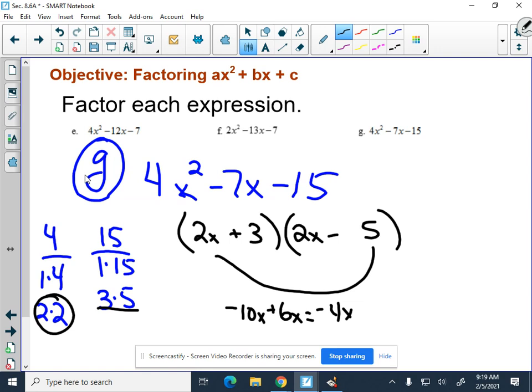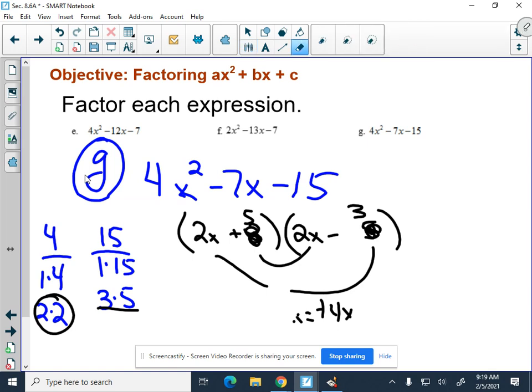Now here's the deal. If I switch these around and I move the 5 and the 3, it's not going to make a difference because they're both 2's. So even if I put the 5 here and the 3 here, all it would do would make a positive 10x and a negative 6x, and I get positive 4x. So here's what that tells me. That part doesn't work with the 2 and 2. So how about the 15?